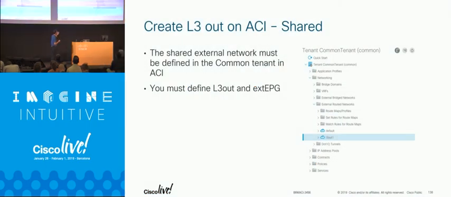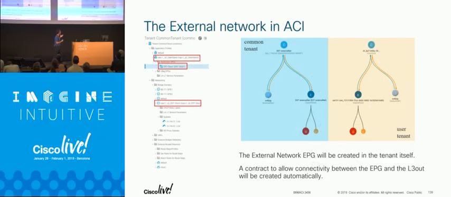So what if you want to run a shared network? Very, very similar. Before, it was the same user tenant. In this case, the external EPG is going to be rendered in the common tenant, right? So the L3 out you create in the common tenant, and then you can consume it by multiple OpenStack projects, right?